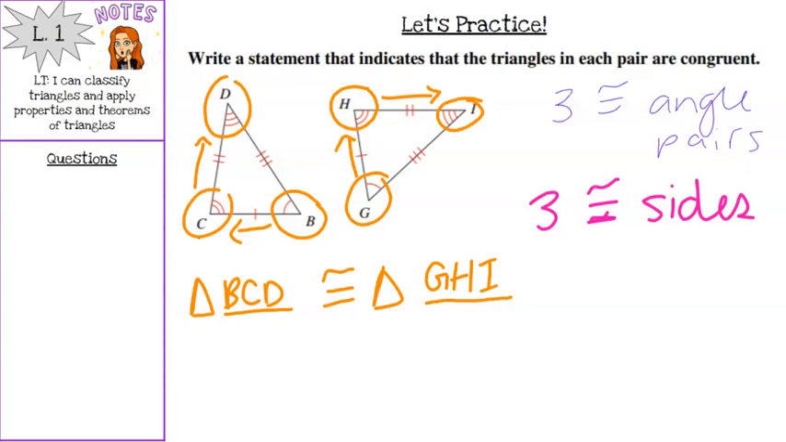Now, we don't have to write it in just that order. We could write it in any order that we wanted to. We don't have to start with B. We could have started with C, and then DB would be congruent to triangle HIG. So we have different combinations that we can make, but we do have to make sure that our letters are corresponding in the order that the angles correspond in.